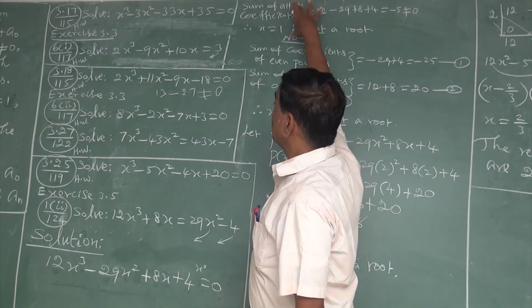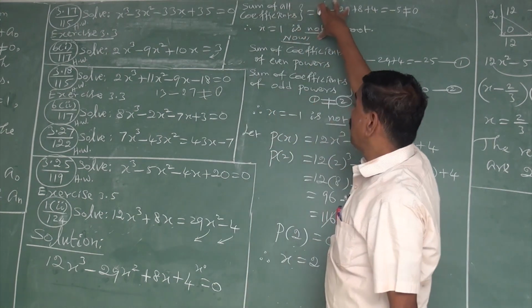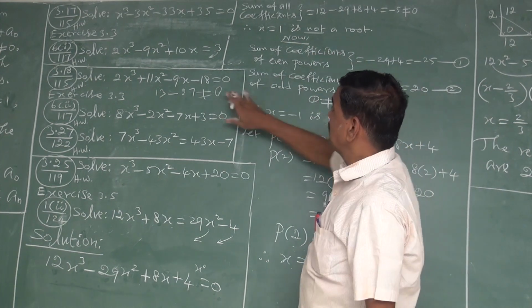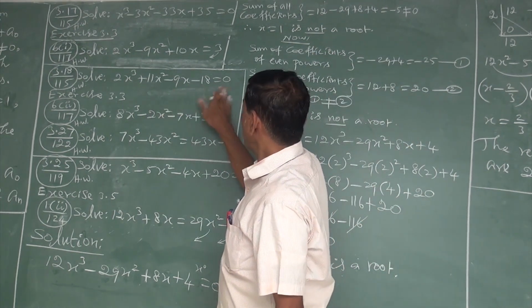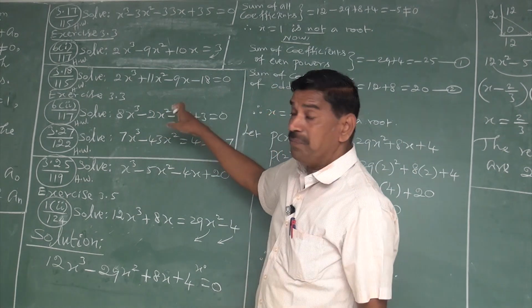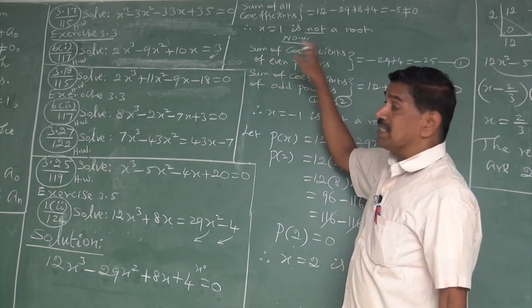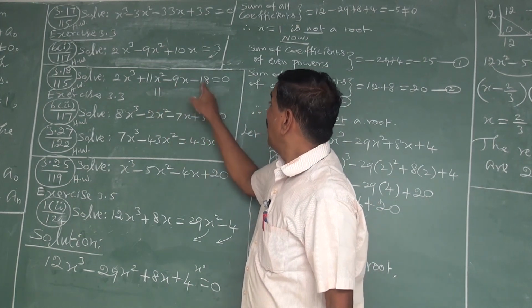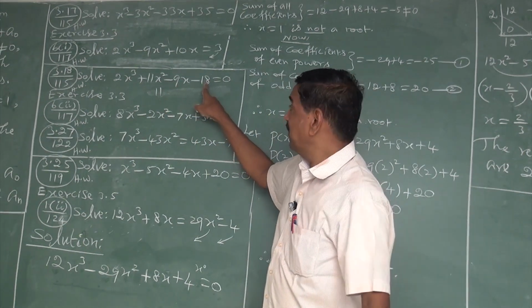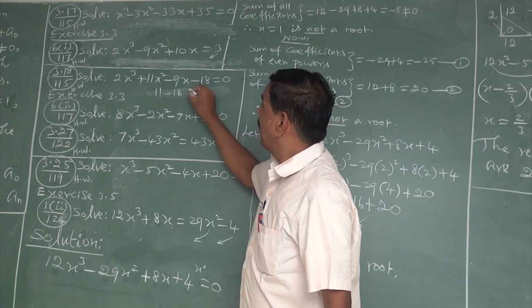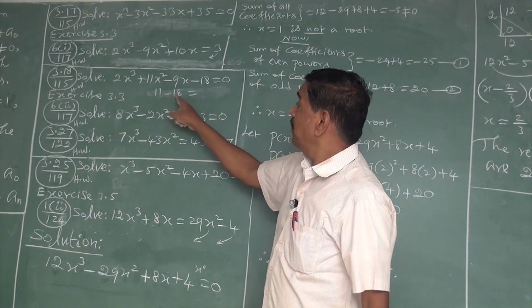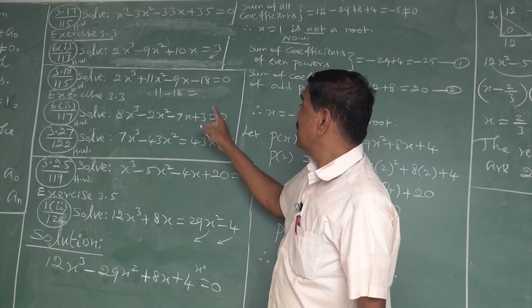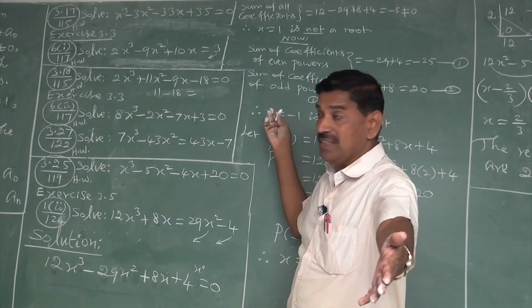Therefore, x equal to 1 is not a root. X equal to 1 is not a root means you move to the second step. Next idea: sum of coefficients of even powers. Identify x square, even. So 11. And the constant is considered even, that is minus 18, which should be equal to the sum of coefficients of odd powers.